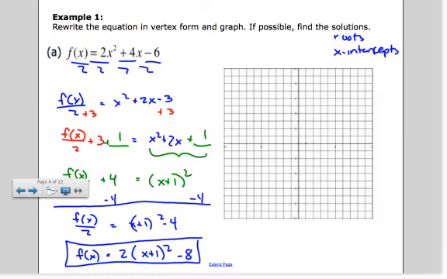So I'm going to go ahead and use this form. My vertex is at -1, -8. So -1, -8 is right here. Let's see, 2, 4, 6, 8 is right here. On your paper, it's probably going to hit right at the bottom line. Then I'm going to draw the axis of symmetry right down here.